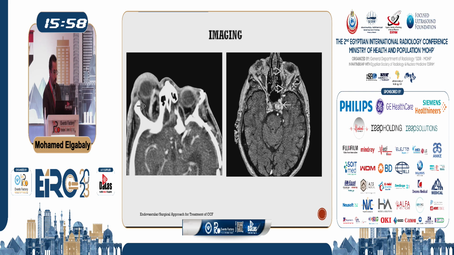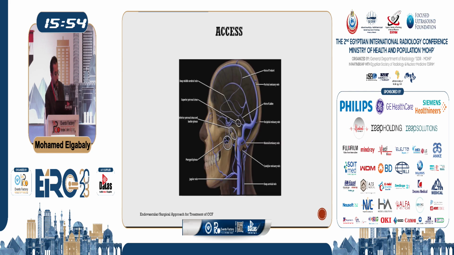intraconal and extraconal fat. In terms of access to the cavernous sinus, there are multiple routes. My favorite route is usually the inferior petrosal sinus. If this is not available, there's a superior petrosal sinus, there's the pterygoid plexus, which are much harder. There's the facial vein, superior ophthalmic vein, and less commonly the inferior ophthalmic vein.